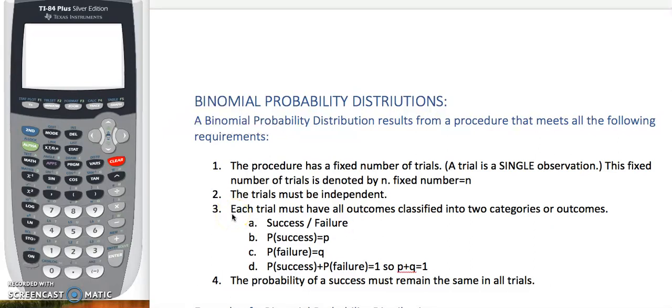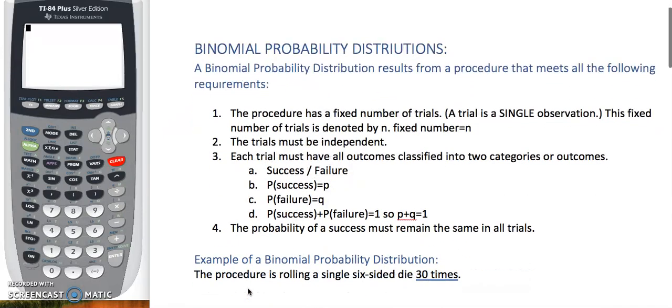The third requirement, each trial must have all outcomes classified into 2 categories or outcomes. We typically refer to these 2 categories as either a success or a failure. The probability of a success is denoted by a lowercase p. The probability of a failure is denoted by a lowercase q. And when we add these 2 probabilities up, we should always get a sum of 1. So the probability of success plus the probability of failure equals 1, or p plus q equals 1. The fourth requirement, the probability of success must remain the same in all the trials.